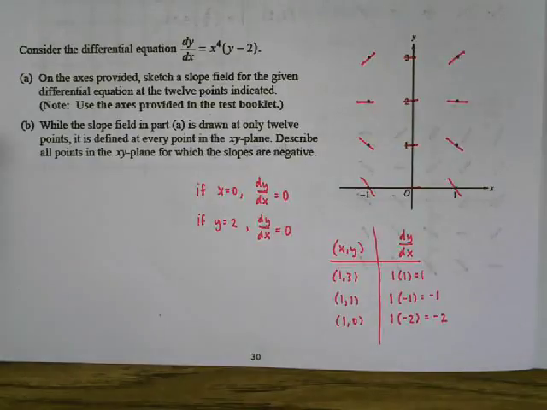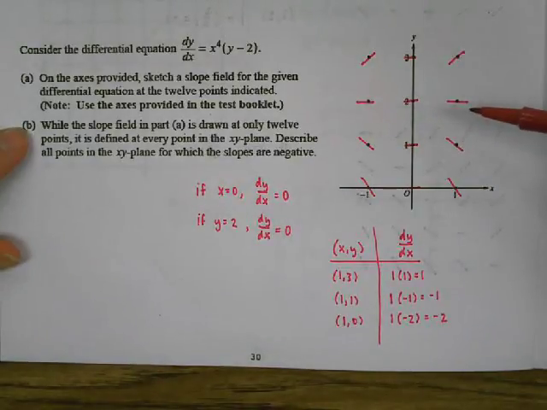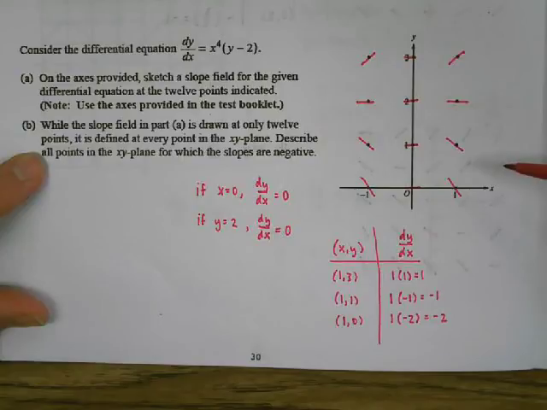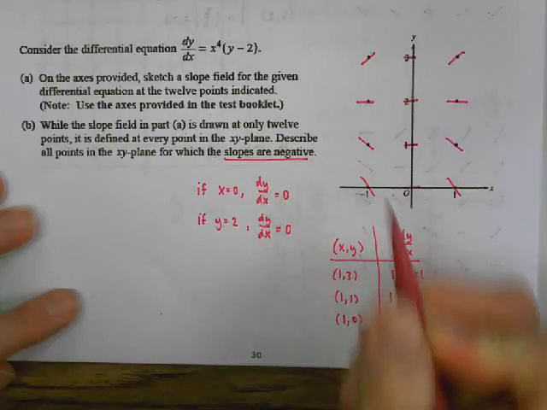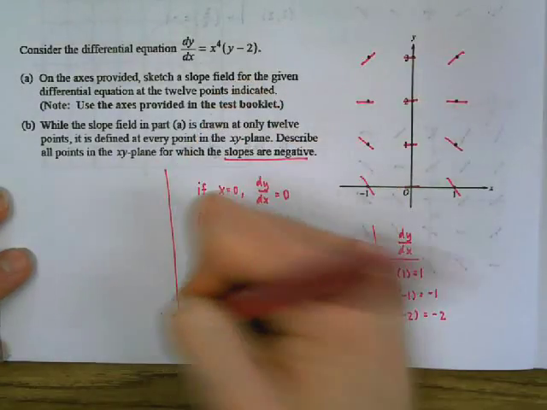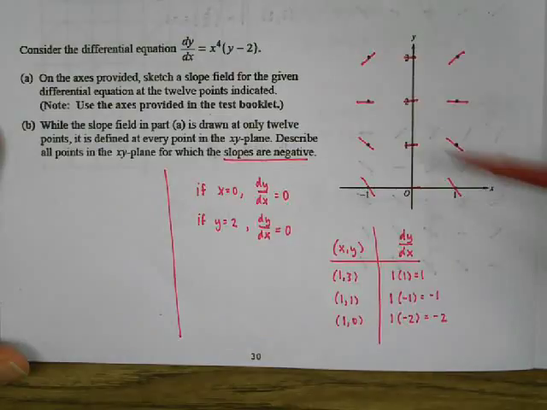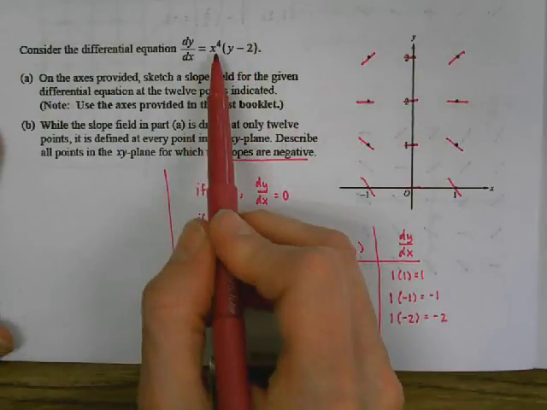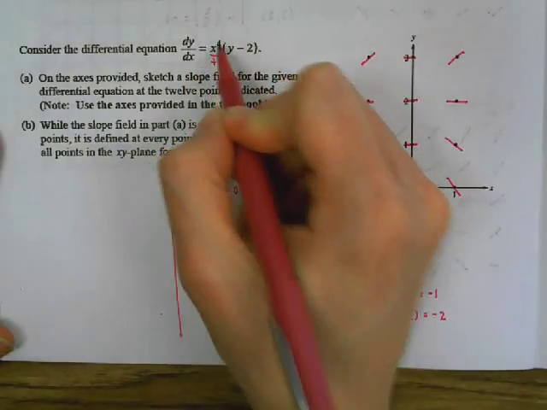All right, the last piece then says, while the slope field in part A is drawn at only 12 points, it's defined at every point in the xy plane. So essentially, we could expand this out and create this slope field for an infinite amount of points. Now it's going to ask you to describe all points in the xy plane for which the slopes are negative. So now there's a couple ways to think of this. The first thing I always do is I look at my slope field here, and I can see they're negative at these values.